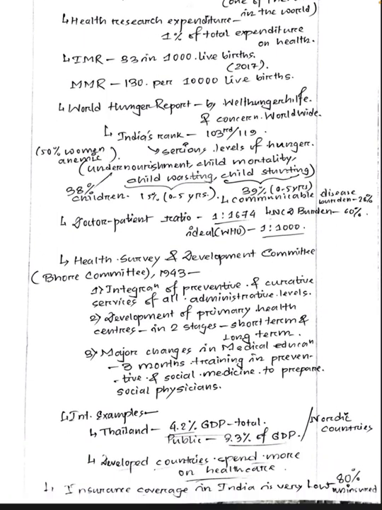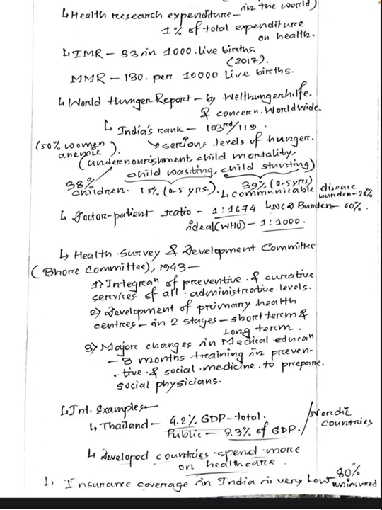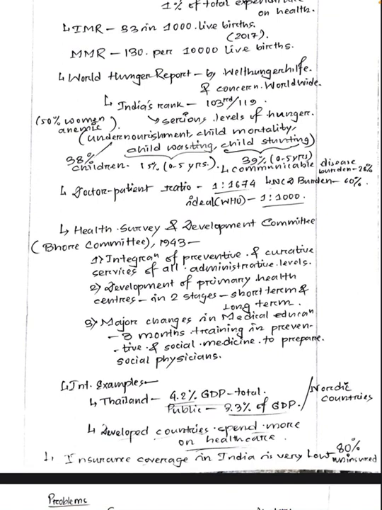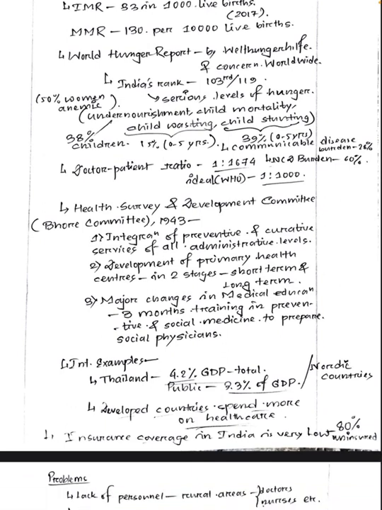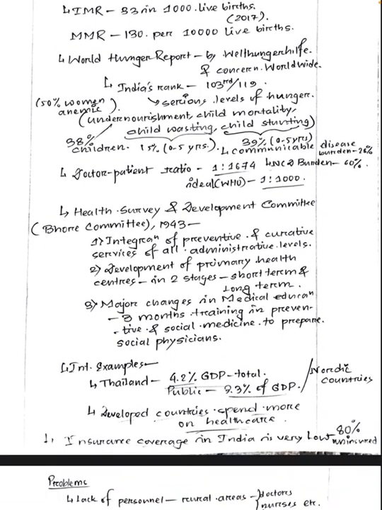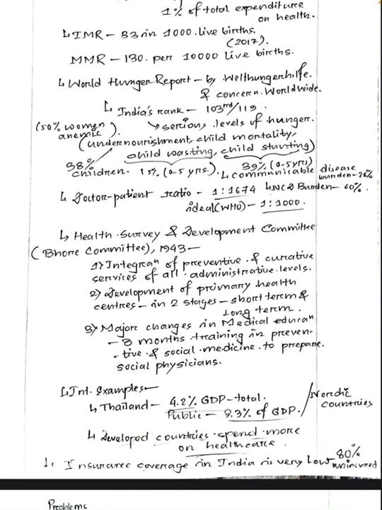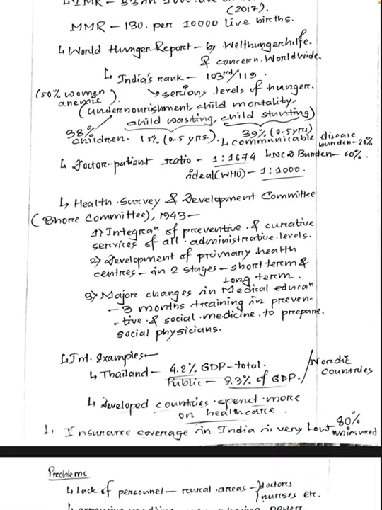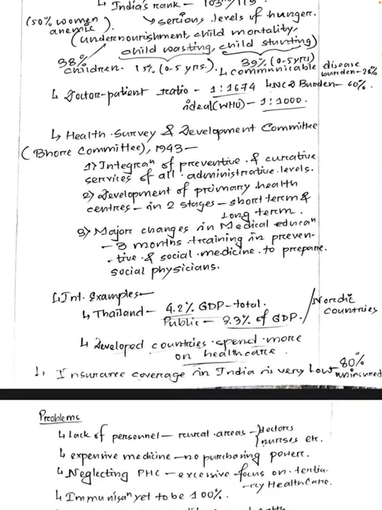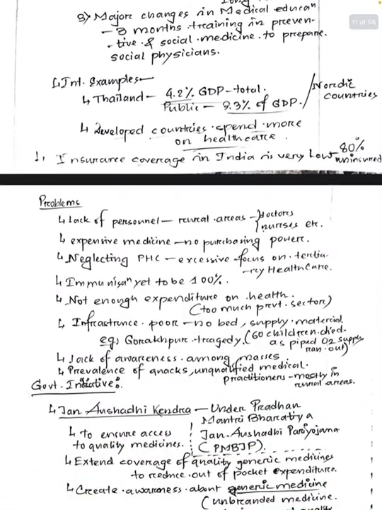Like IMR is 33 in 1,000. MMR is 130 per 100,000 live births. World Hunger Report by Welthungerhilfe and Concern Worldwide: India's rank is 103rd out of 119. So these were a few of the statistics, a few of the figures that I collected for health.